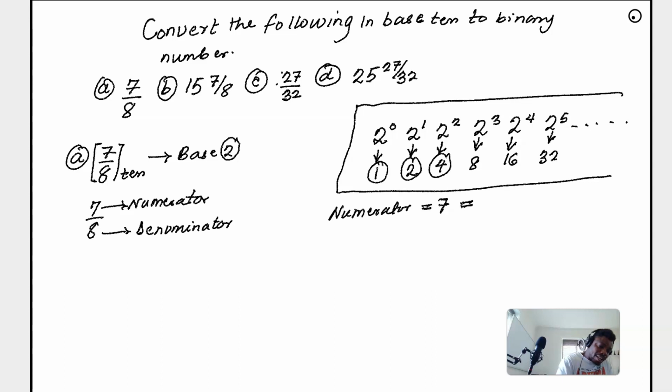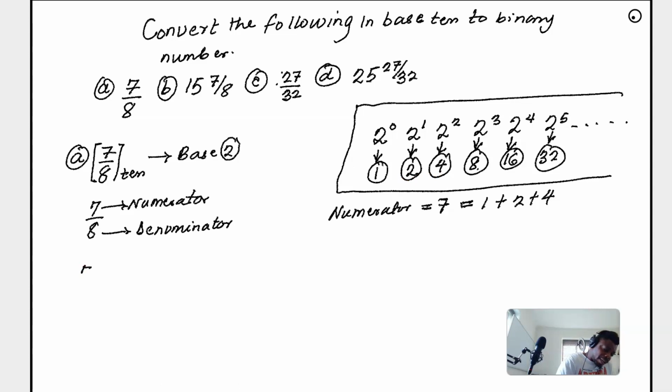So the principle here says, what can I add together from here that would give me 7, which is the numerator? I can add 1 plus 2 plus 4. That would be 7. 1 plus 2 is 3, 3 plus 4 is 7. So I can say 7 can also be written as 1 plus 2 plus 4. Remember, I can say 8 minus 1 is 7, but we cannot use subtraction. It has to be addition. That is why I'm saying, what can I add together that will give me the numerator, which is 7? 1 plus 2 plus 4, that is 7.